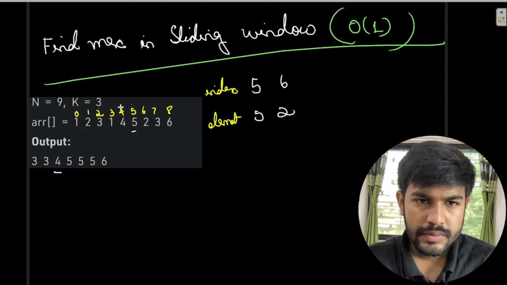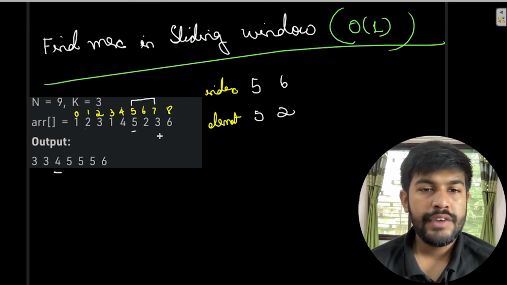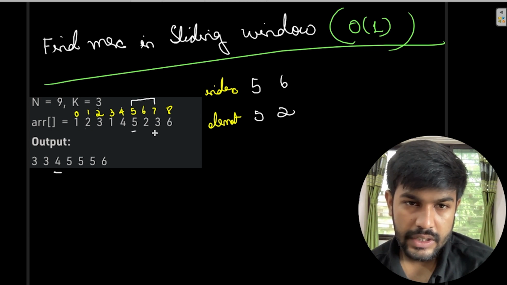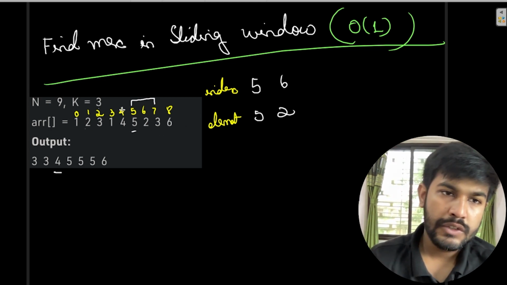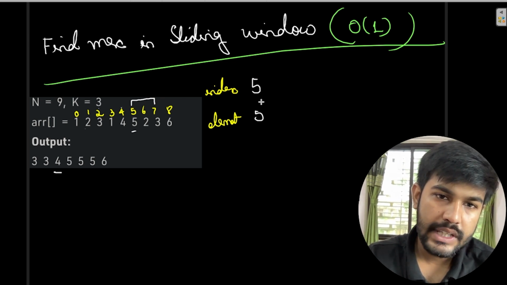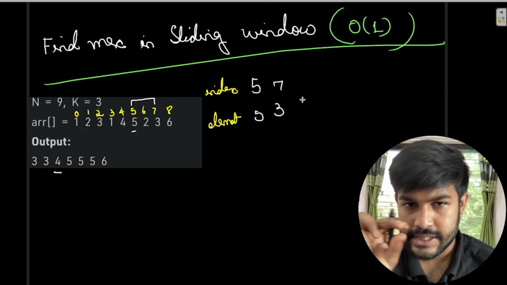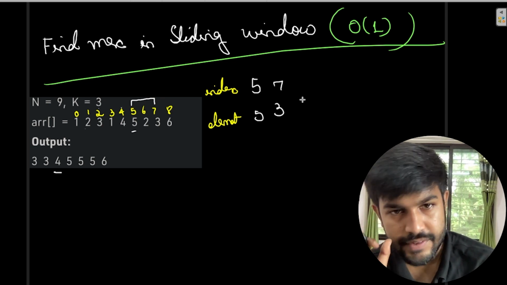Then I want this one: 5, 6, 7. Okay, so now we have to insert 3. Okay, 3 is not there. So what we would do is remove this value and say 3 and 7. Why? Because the ordering is mentioned. See the element size, 5 and 3.